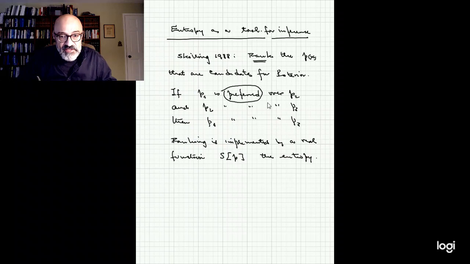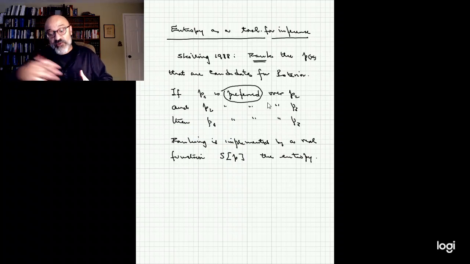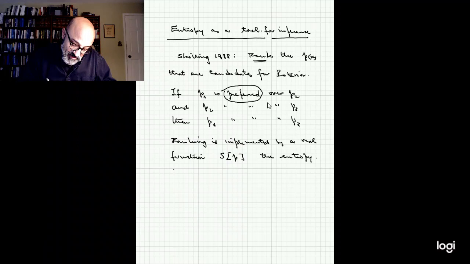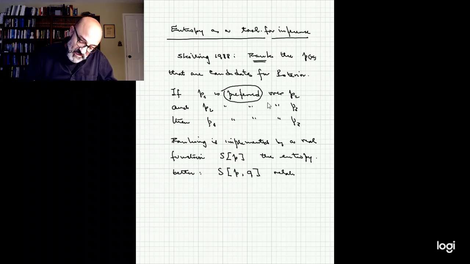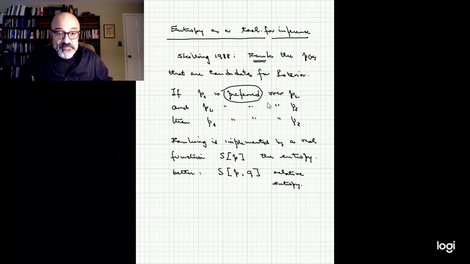And furthermore, since the goal is to update from a prior to a posterior, we're going to have an entropy that ranks all possible candidate posteriors P relative to the prior. So this is what gives you the ranking. And this is what we call, of course, relative entropy, and we will never use the term relative because it's redundant. All entropies are relative to some prior.